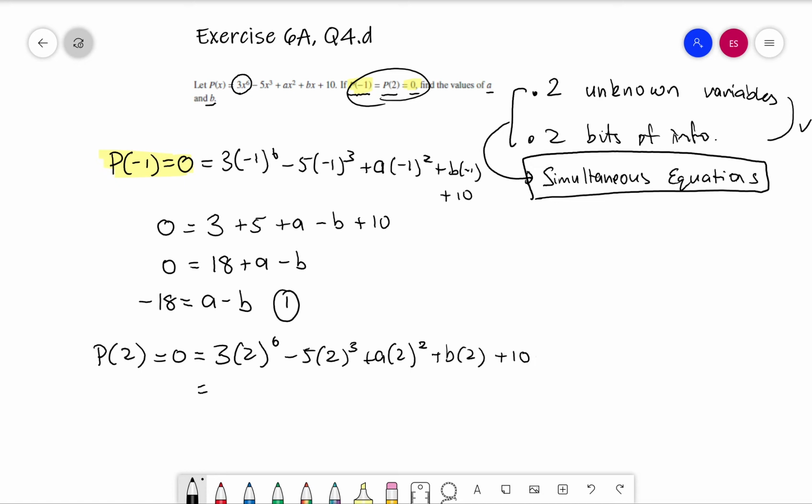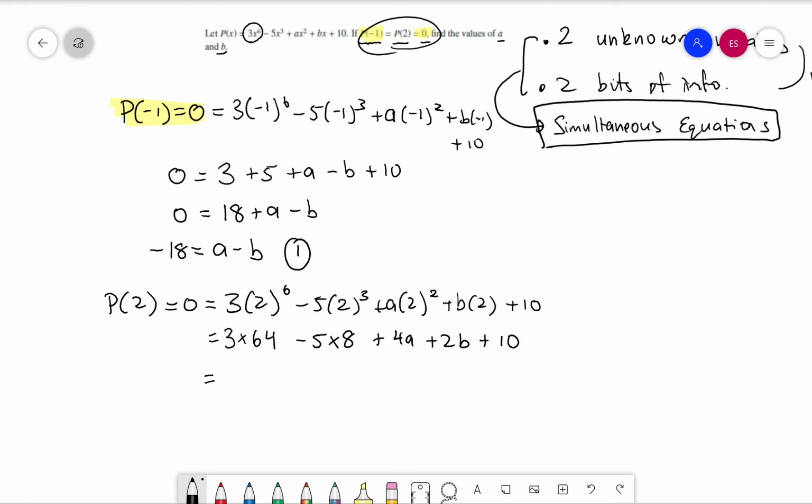Alright, so 2 to the power of 6 is, that's a good question. Well, 2 to the power of 3 is 8, 2 to the power of 4 is 16, 2 to the power of 5 is 32, so 2 to the power of 6 is 64. So it's 3 times 64 minus 5 times 2 to the power of 3, which is 8, plus a times 2 squared, which is 4a, plus 2 times b, which is 2b, plus 10.